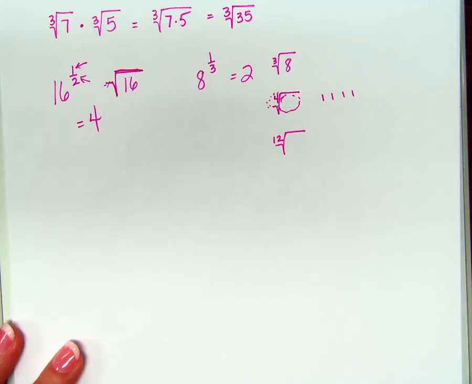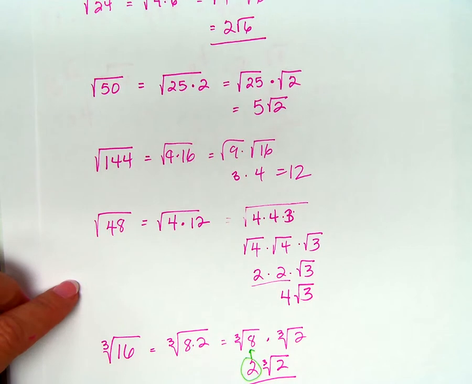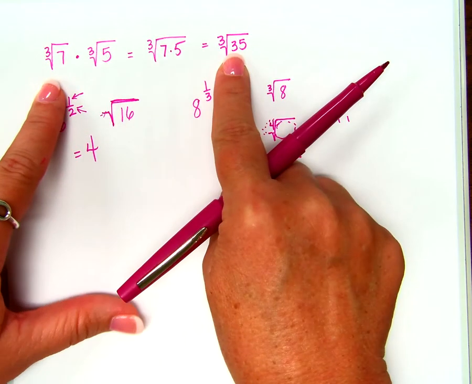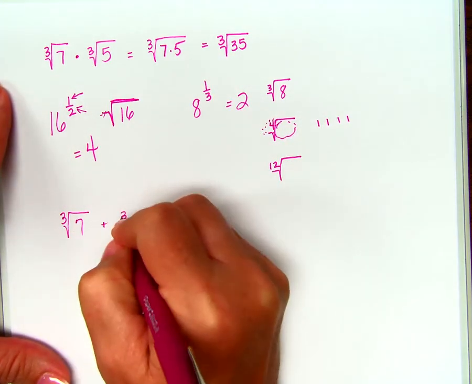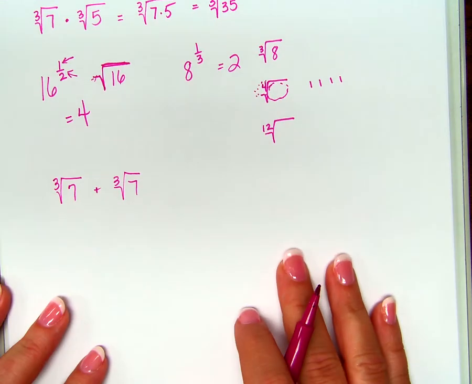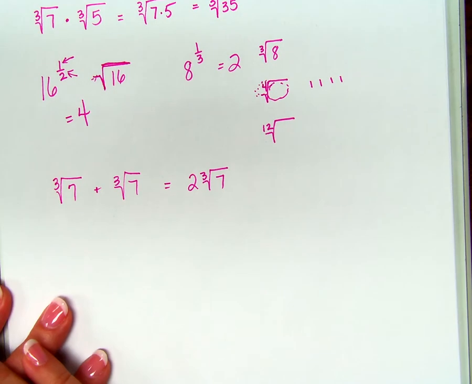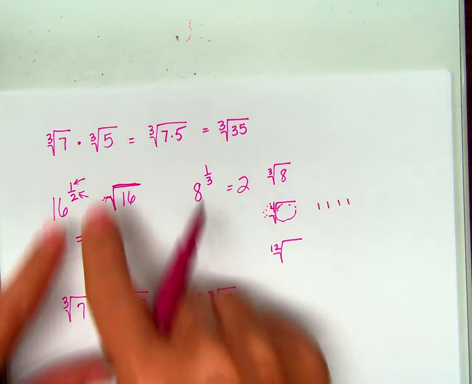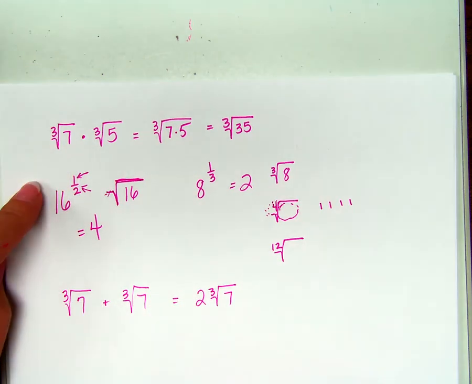Okay, so we talked about taking the square root of a number, simplifying the radical, right? We talked about actions that we're allowed to do with radicals. Is multiplication the only one we're allowed to do? Are we allowed to do this? The cube root of 7 plus the cube root of 7. Am I allowed to do that? I am. What's the answer? 2 cube roots of 7. Why didn't I just add the 7s? That's only when we're multiplying. Okay? We can only pull numbers inside the radical when we're multiplying, not when we're adding.